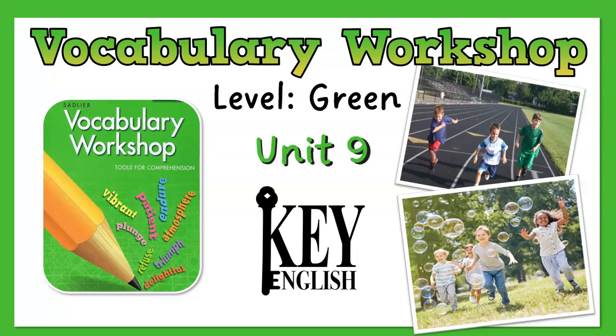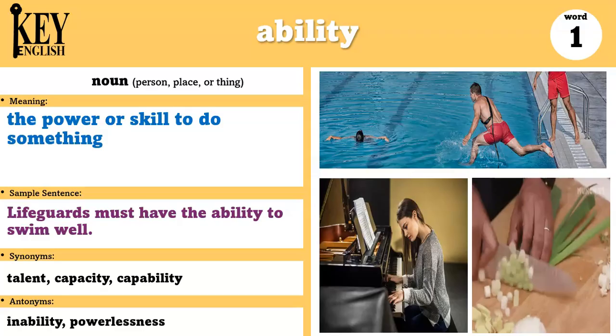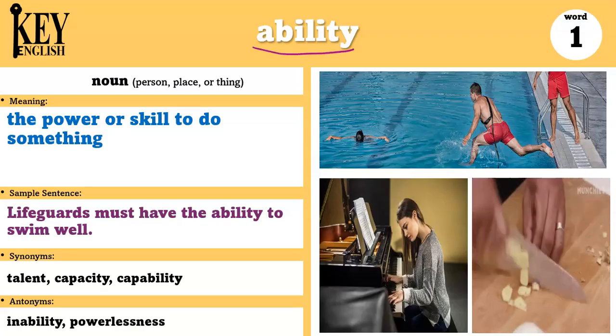Hello everyone! In this video, we'll go over the Vocabulary Workshop Level Green Unit 9 words. You can follow along at home using your book. Let's get started! Our first word is ability.